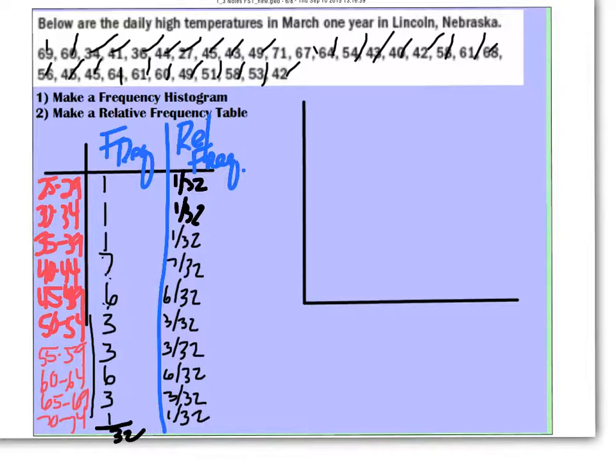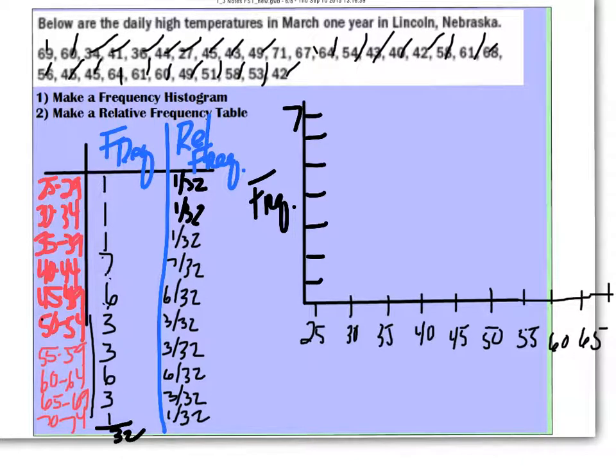Now the last thing is to make the histogram. And let's just make this one a frequency histogram. So I'm going to do counts. The highest count we're going to need is 7, so I'll put the tally marks up here. So 1, 2, 3, 4, 5, 6, 7 for our counts. We'll just call this frequency. And down here will be our intervals. So we have the various intervals listed.